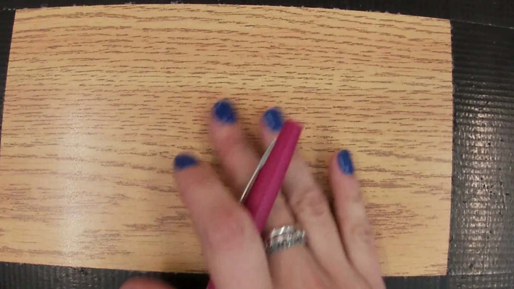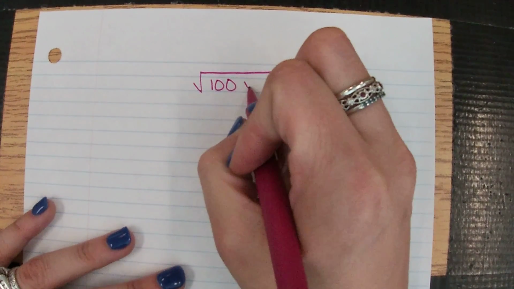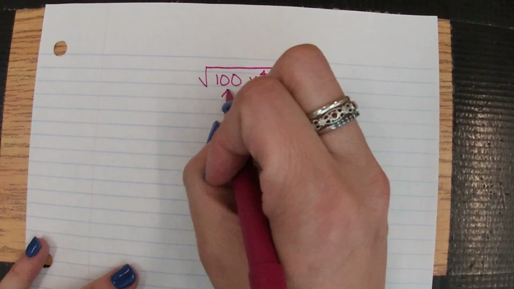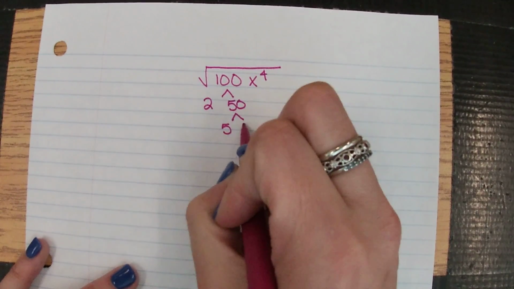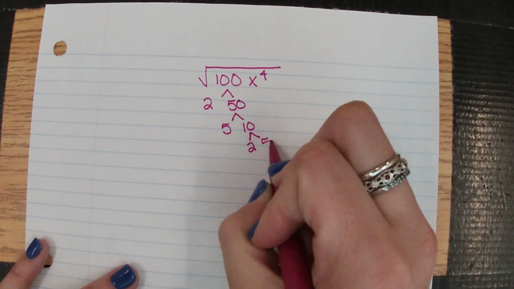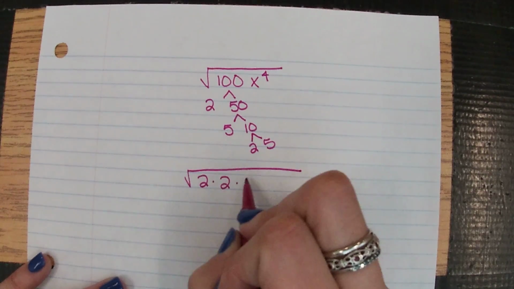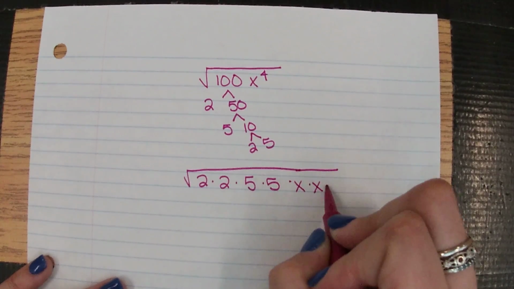Okay, so the process is very similar. Now, within this process, we have a couple of little weird things that we want to make sure we're okay with. Okay, so maybe we have something like the square root of 100, x to the 4th. Okay, and so we start by prime factoring. 2 and 50, 5 and 10, 2 and 5. So underneath I'll have a 2, a 2, a 5, a 5, and then, right, can't forget my variable, so 4 x's.